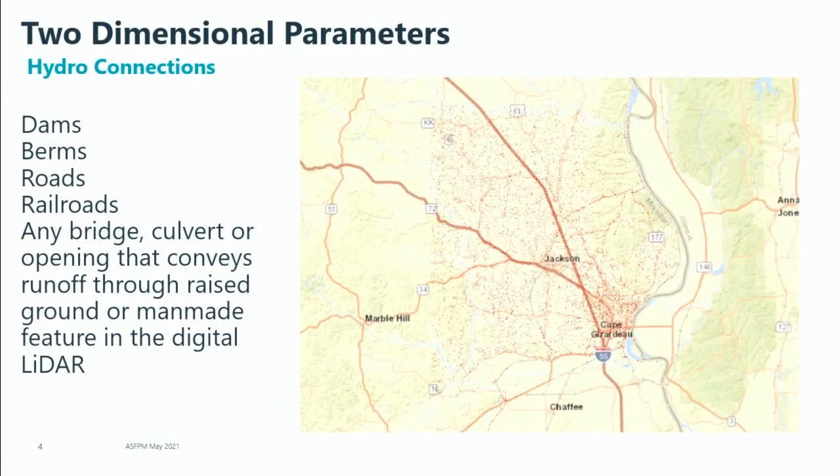As we jump into model development mode here, one of the things I want to talk about on the two-dimensional parameters side is hydroconnections. Hydroconnections could be dams, berms, roads, railroads. It's basically anywhere that a culvert, a bridge, or an opening provides a path for water to be conveyed through raised ground or a man-made feature in the digital LiDAR.